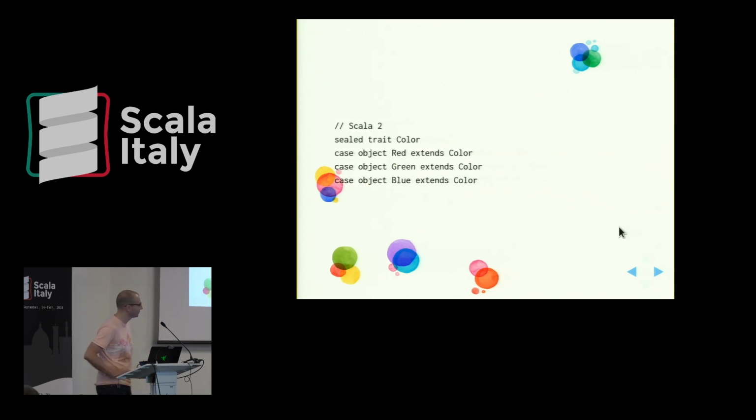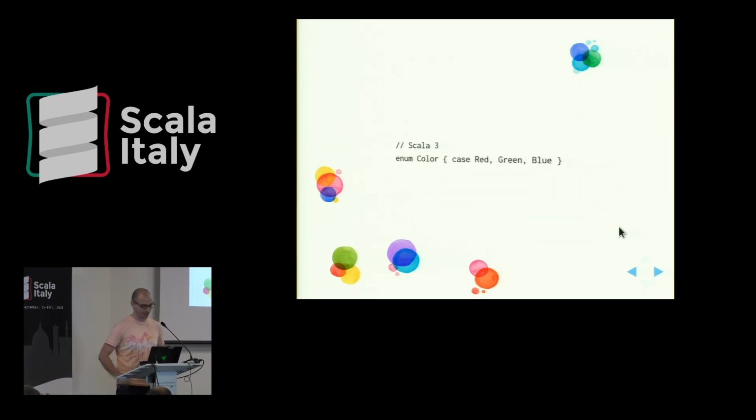Enumerations. You're very familiar probably with this sort of code in Scala 2, where we define a sealed trait with some number of case objects or sometimes case classes which are subtypes of that sealed trait. It's 4 lines of code to represent what is effectively an enumeration. Dotty, or Scala 3, as I should really call it, reduces that to a single line.